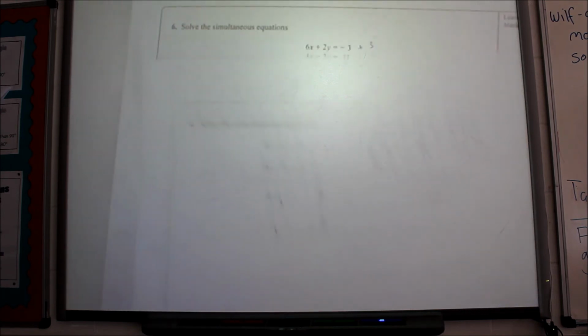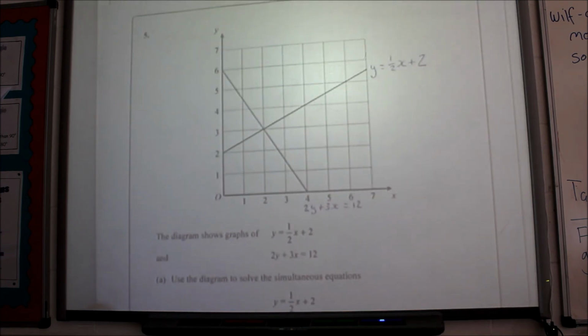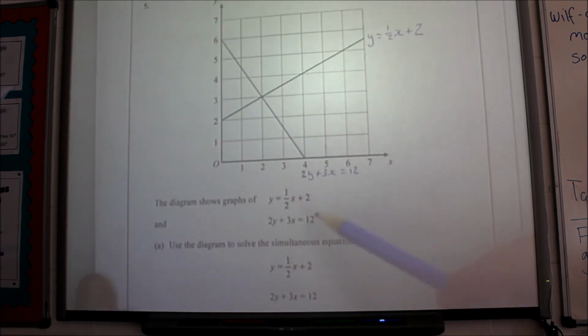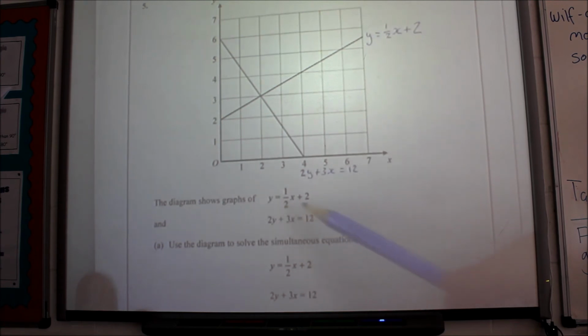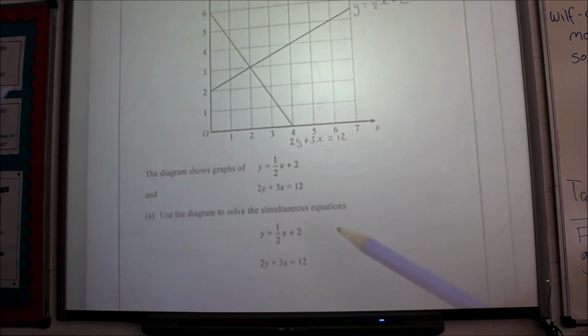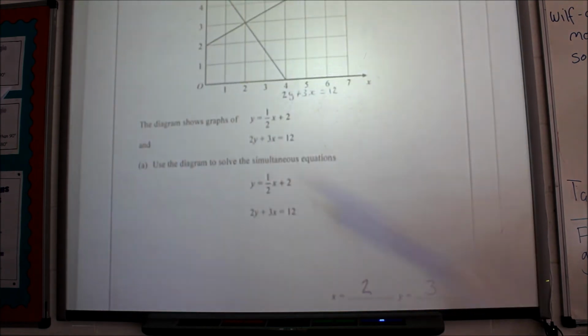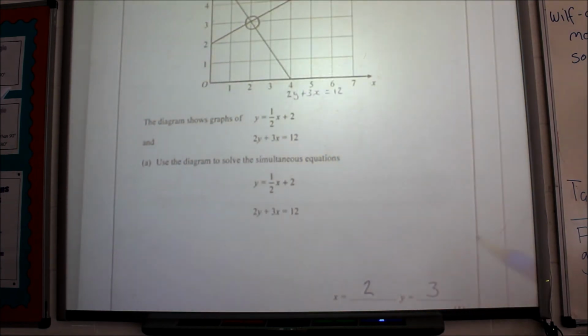Question number 5, moving quickly on. On the diagram, you've got a couple of graphs. Let's have a look. You've got y equals a half x, add 2, so that's that one there, and 2y add 3x equals 12, which is that one there. Use the diagram to solve the simultaneous equation. You want the points where the graphs cross. So x is 2 and y is 3, because you want that point there.